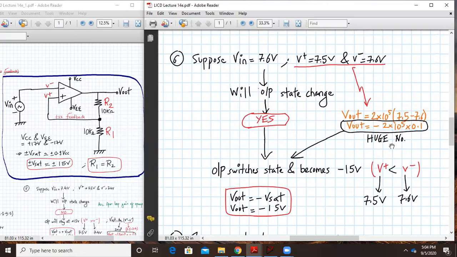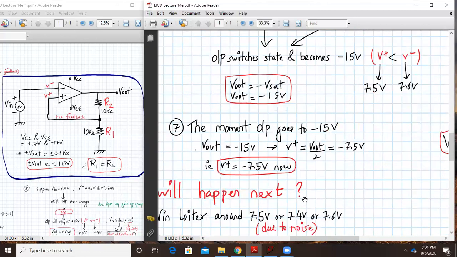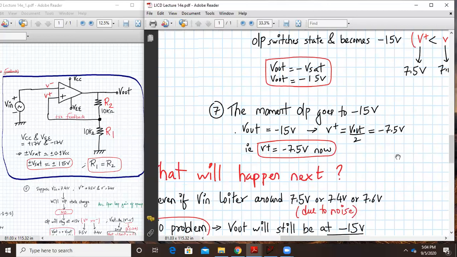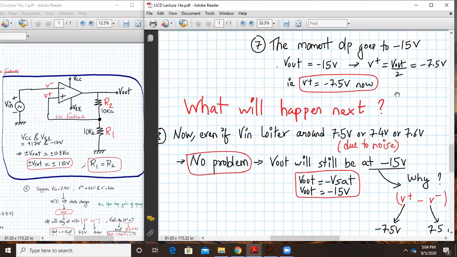So right now, whenever input becomes greater than 7.5, here it is 7.6, my output state changes and it becomes minus 15, that is minus VSAT. At the same time, the moment the output goes to minus 15, remember V plus is V out by 2, right? So since V out has now become minus 15, V plus also will become minus 7.5 volts. This is a very, very important concept. Earlier V plus was plus 7.5, now it is minus 7.5. So the question is, what will happen next?